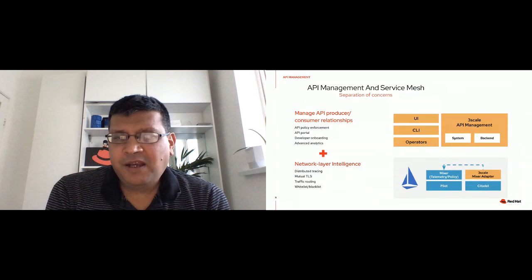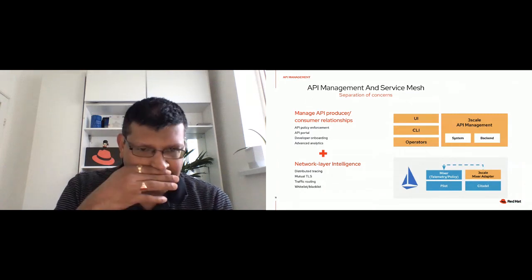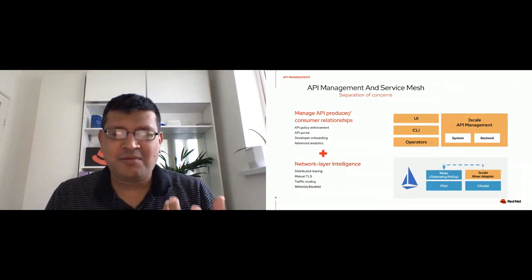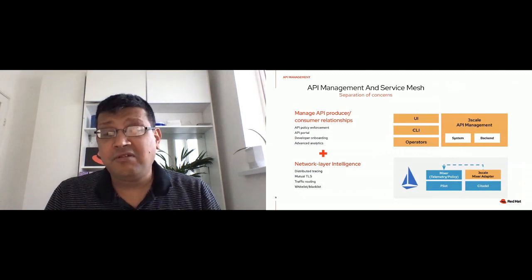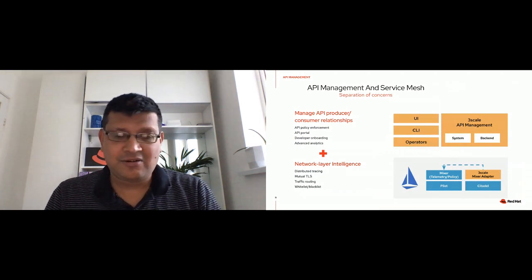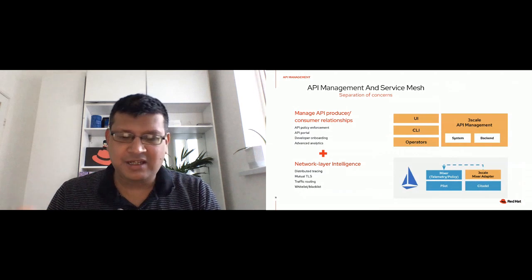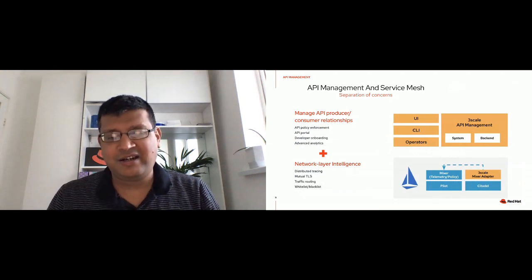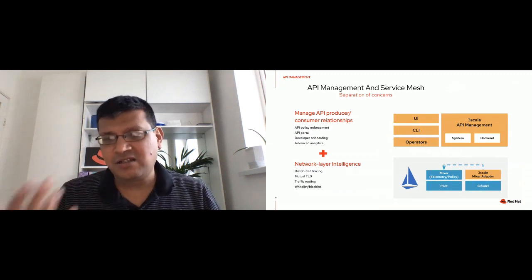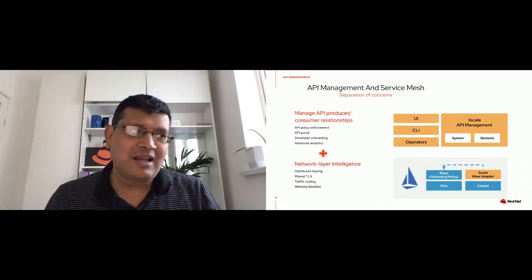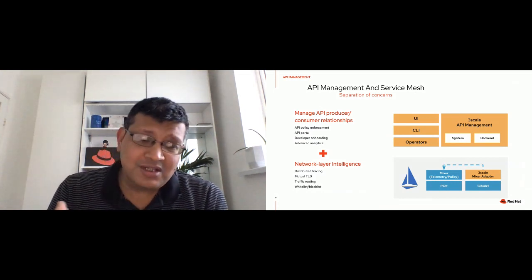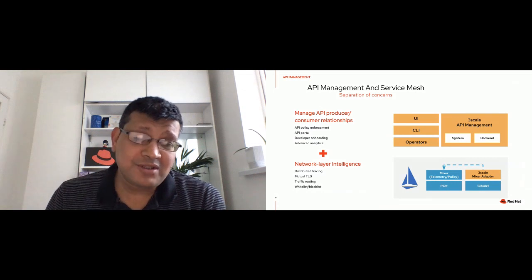So when we bring in API management and service mesh together, the main idea is to separate the concerns, right? So if your idea is to have more network layer intelligence, right? So if you're bringing in things like distributed tracing across your microservices, setting up security at the network level, like mutual TLS, setting up traffic routing rules, setting up whitelisting and blacklisting of IP rules, things like that, chaos testing, those are the kind of things where you would use a service mesh.